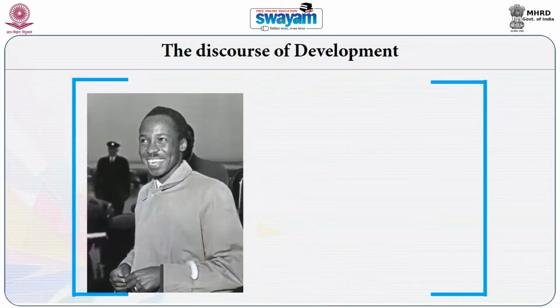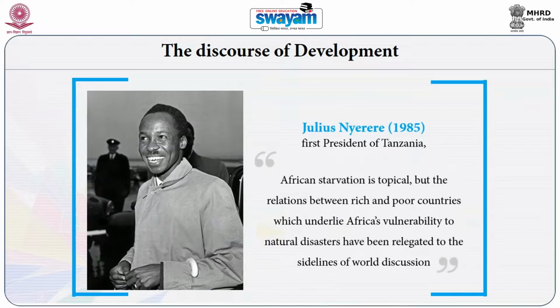For example, the president of Tanzania in 1985 says this: African starvation is topical, meaning everybody talks that Africa is poor, Africa has a great number of people who starve. He continues, but the relations between rich and poor countries, which underlies Africa's vulnerability to natural disasters, have been relegated to the sidelines of world discussion.